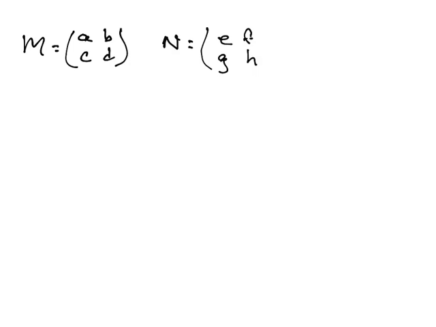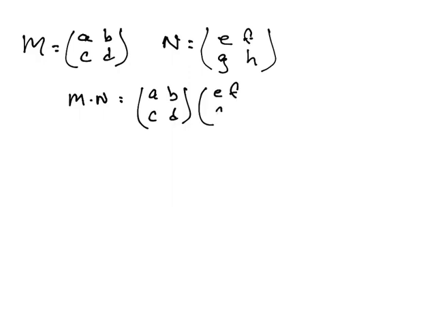Now, the next thing we want to do is, what about if we have a matrix times a matrix? So let's say we have the matrix M, which is A, B, C, D. And we have the matrix N, which is E, F, G, H. Now we want to multiply these, so we want M times N. Writing it out, we have A, B, C, D times E, F, G, H.